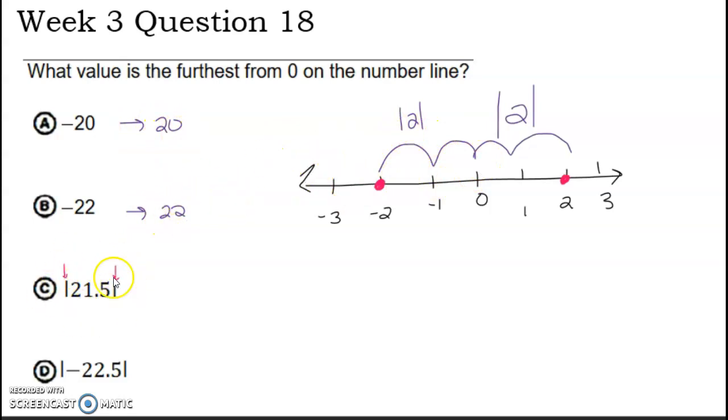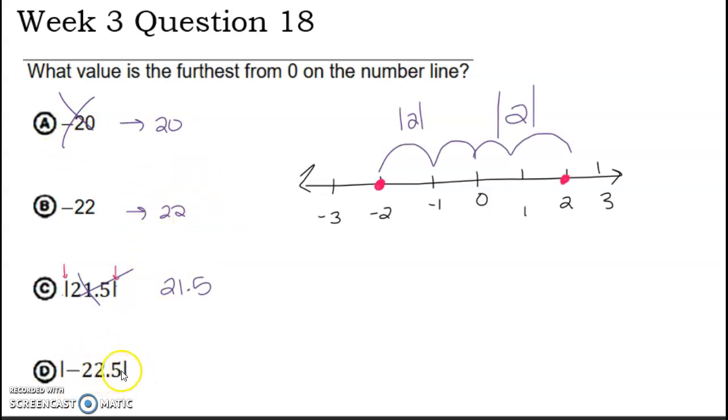What about this one? Start at 0. I'm going to go to -21 and then just a half more. So this one would be 21.5. That's the distance. That's what absolute value means. So this one's still not as far. It can't be C, and it can't be A, sorry. So he's still holding the highest distance from 0.